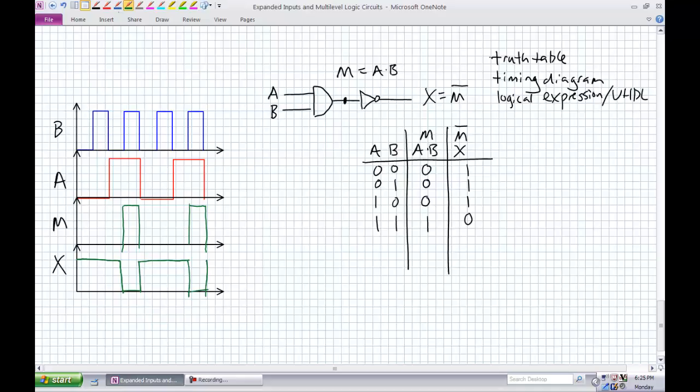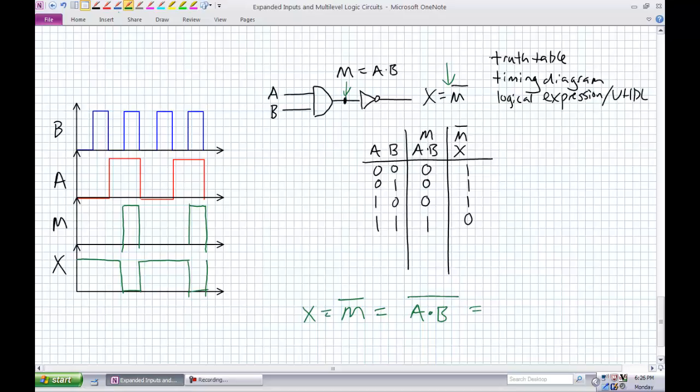What's the logical expression? We kind of already wrote it right here. What's M, A and B? What's X? X is not M. So if X is equal to not M, what is M? A and B. Whole thing negated. I cannot stress the importance of the whole thing negated. Notice I didn't stop my bar right here. I didn't stop my bar right there. I'm negating the whole thing.